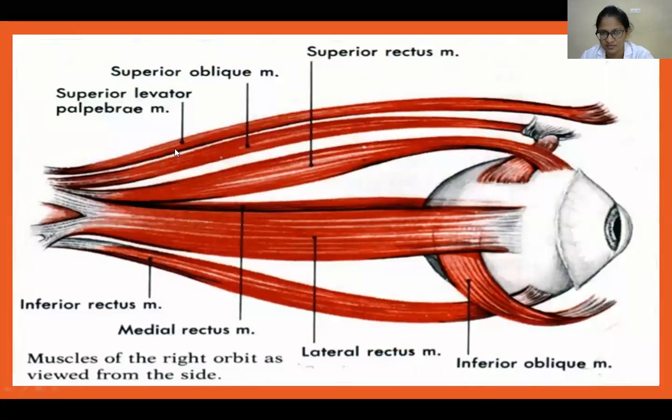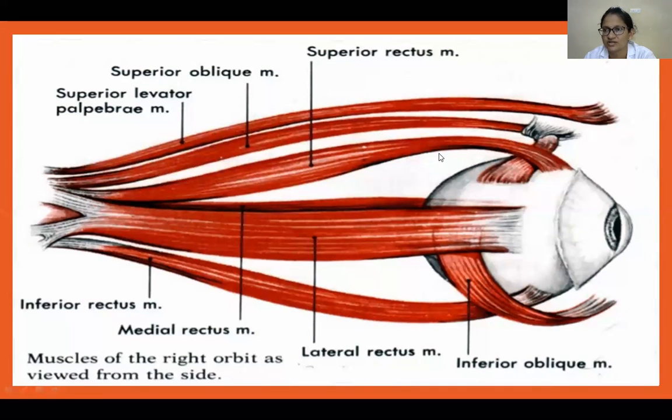Next, see here, this is the picture for the rectus muscles and the other voluntary muscles. This is the levator palpebrae superioris. After removing the roof of the orbit, first in the pad of fat we see the levator palpebrae superioris, as we had already seen in the dissection. Below that you see the superior oblique muscle. And next, this is the superior rectus muscle.